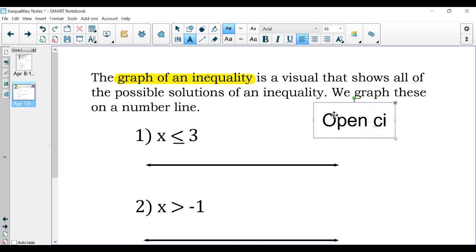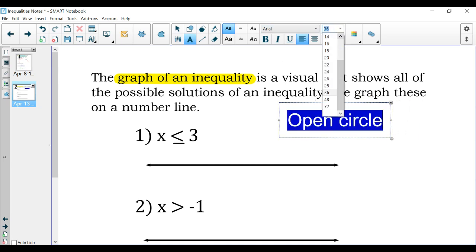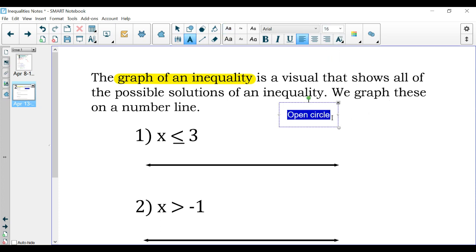So an open circle, so I would write this down. An open circle is when that value is not included. So the value is not a solution. So that means, let's look at number 2. This is an example. If x is greater than -1, can x be equal to -1? No, it cannot. So that would be an open circle when we use.